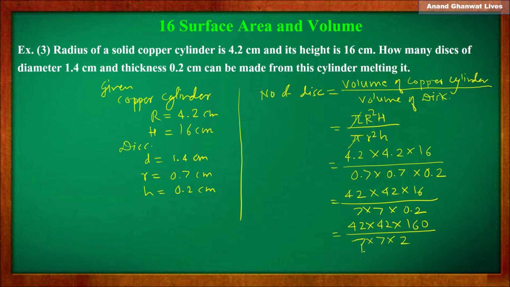Now 7 1 is 7 and 7 6 are 42. 7 1 is 7 and 7 6 are 42. Then 2 1 is 2 and 2 8s are 16. So 36 into 80. What is the answer here? It is equal to 2880. The number of discs made from this copper cylinder is 2880.